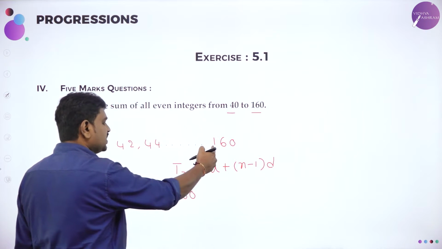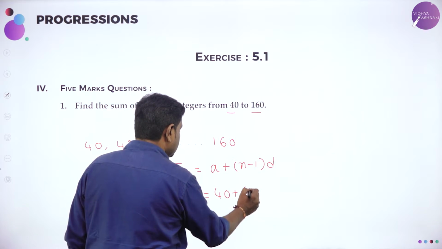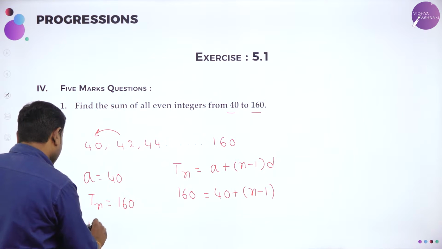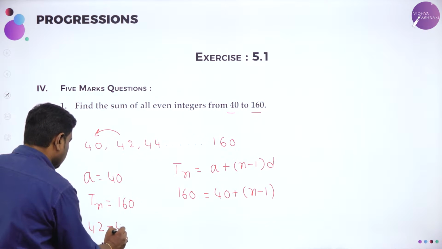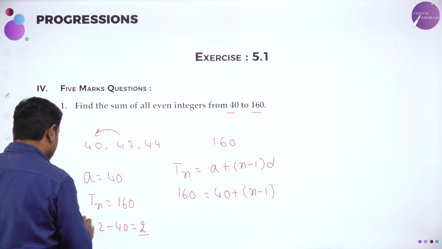You can call it Tn or an. a means first term plus (n minus 1) into common difference. What is the common difference? Second minus first. Always you know even numbers differ by what? 2. 42 minus 40 is 2. So common difference, this is d, d is 2.